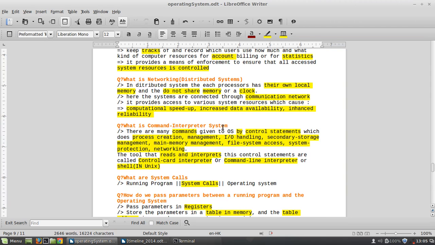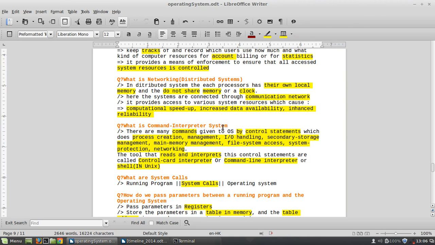Okay, what is networking then? Networking is something like a distributed system, as we have discussed before. Distributed systems means systems with many processors interconnected by a communication network, and they have their own local memory. They do not share their memory, and they do not share their clock. They have their own local memory. So this is networking.